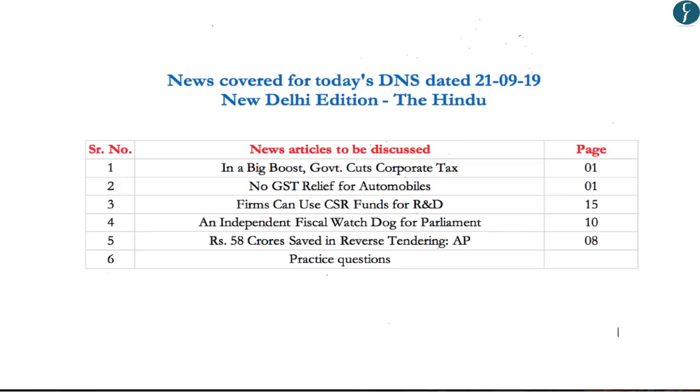Today we are going to discuss The Hindu, dated 21st of September 2019. The index on the screen shows the articles that we are going to discuss today. The description of this video has a time stamping for the same.